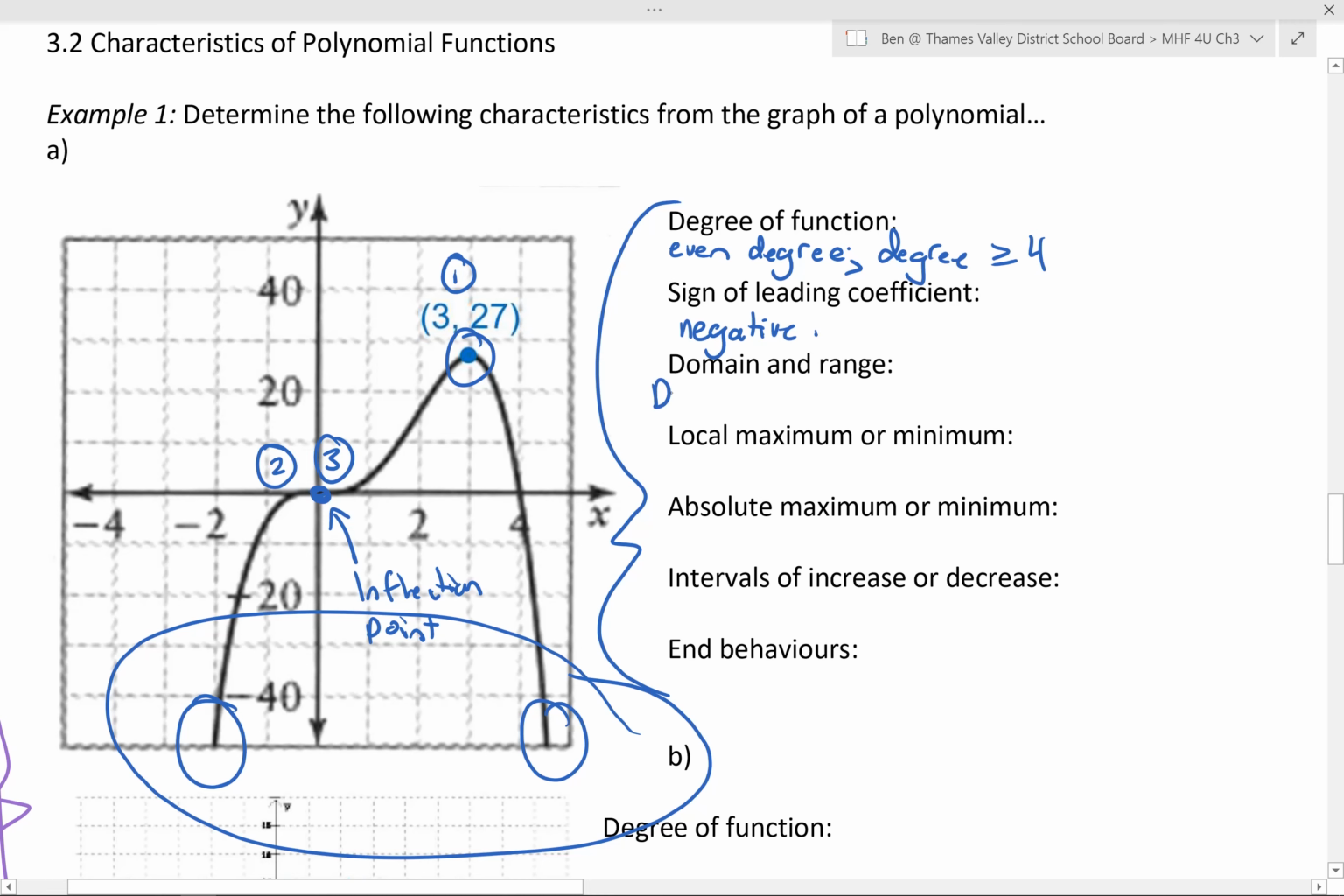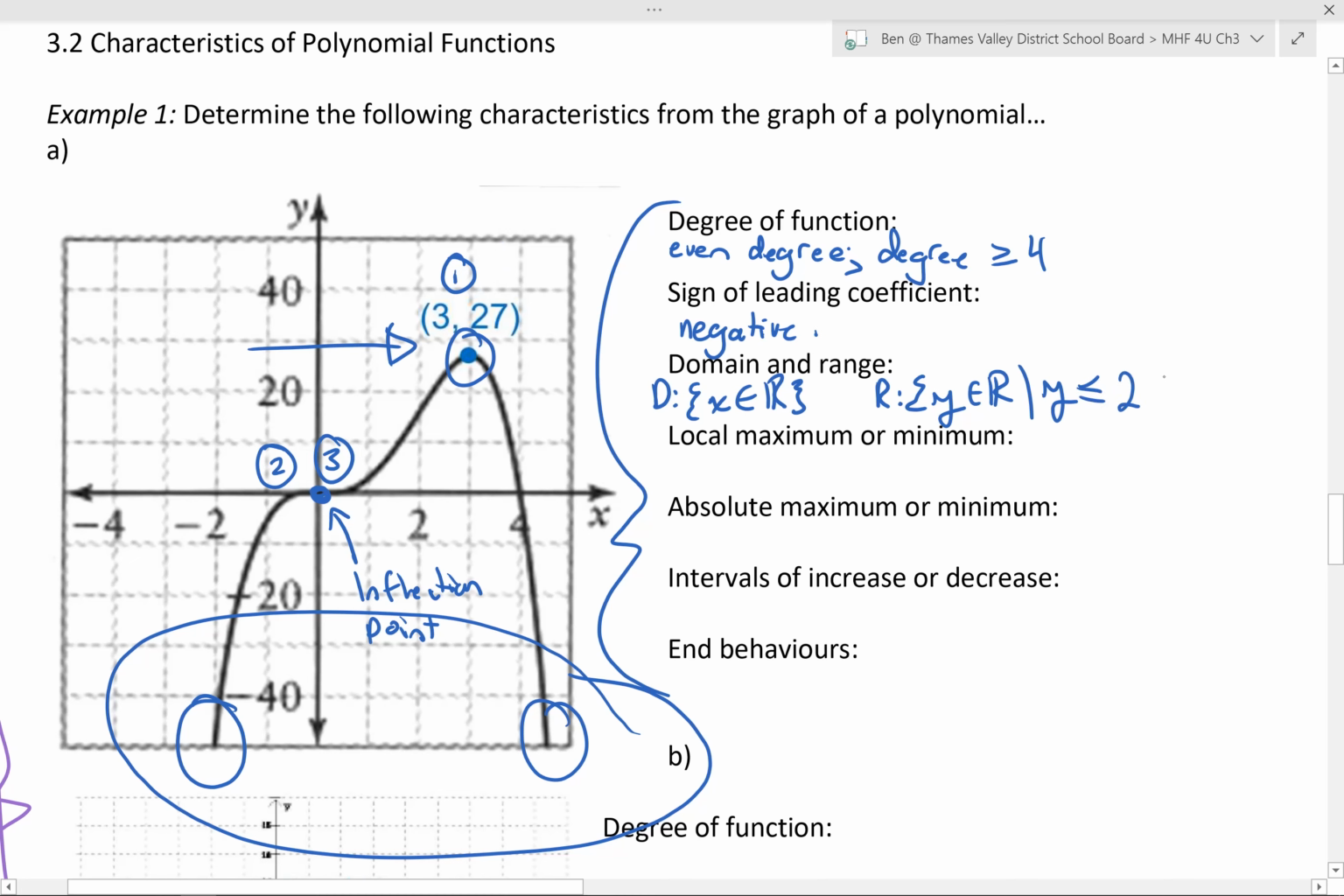Okay, our domain, nice and easy here. Just like all polynomial functions, our domain is x is an element of the reals. Our range here, because it's an even degree, our range will have a restriction. Okay, so our range here, y is an element of the reals such that y, and in this case we see our local maximum over here where y equals 27. So y must be less than or equal to 27.